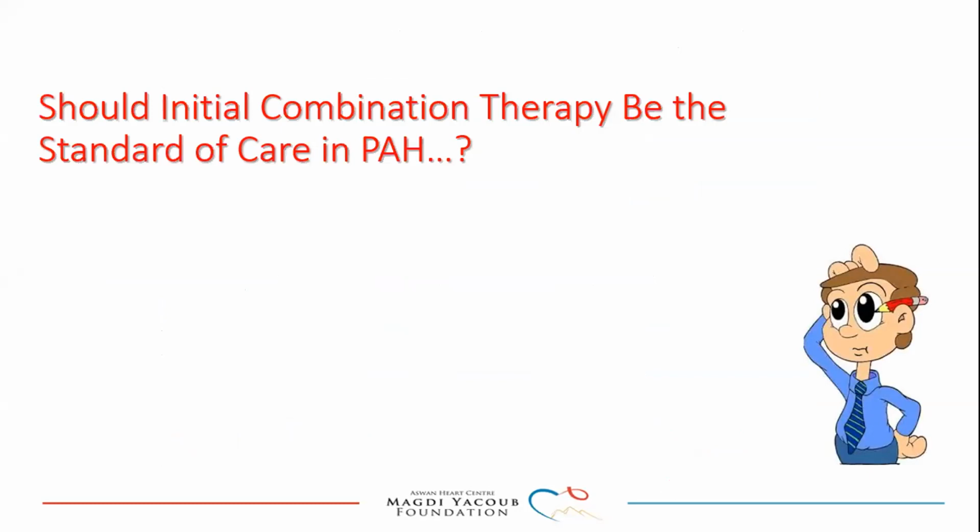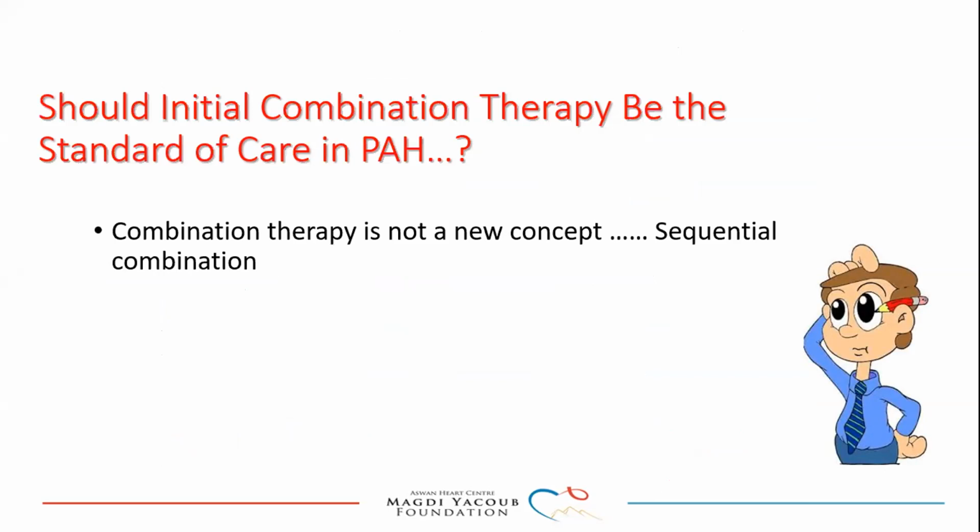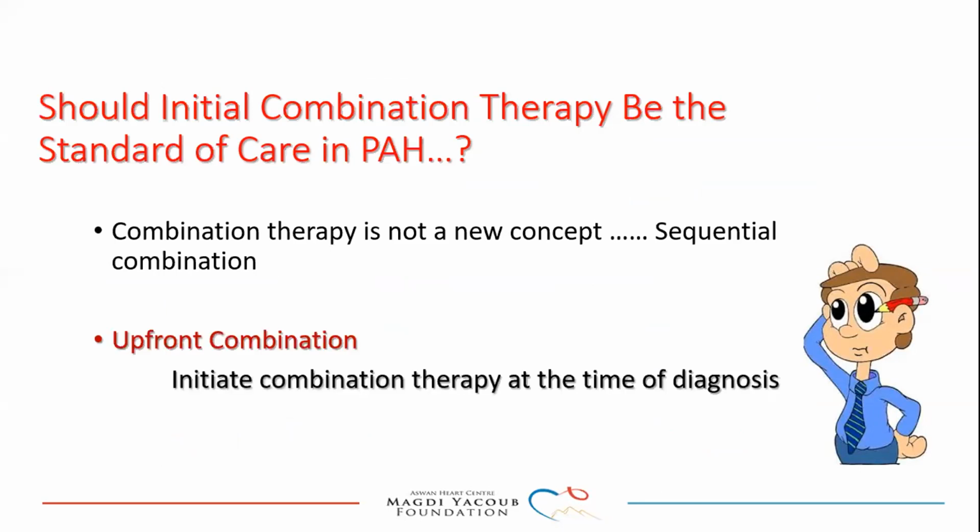Now comes an important question. Should initial combination therapy be the standard of care in PAH patients? Actually, combination therapy is not a new concept, but what's well known is the sequential combination, either in PH or other chronic diseases. We usually start with one drug, following up the response, and if inadequate, adding on another one, and so on. Today, we need to settle the concept of upfront combination, which is initiation of the combination therapy immediately at the time of diagnosis.